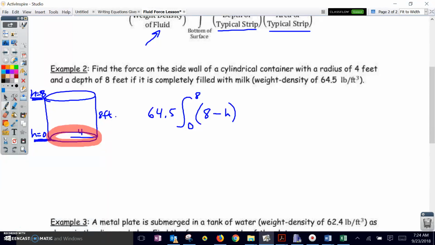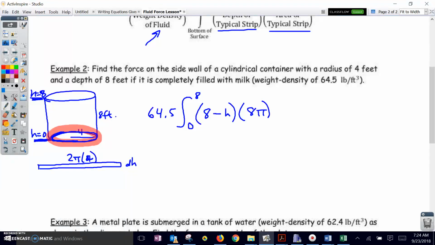But the area of the strip, we're going to actually unroll that circle, and its thickness is going to be dh, but the width of the strip is going to be the circumference of one of these circular pieces. So it's going to be 2 pi r, so 2 pi times 4, and so that's going to be 8 pi.